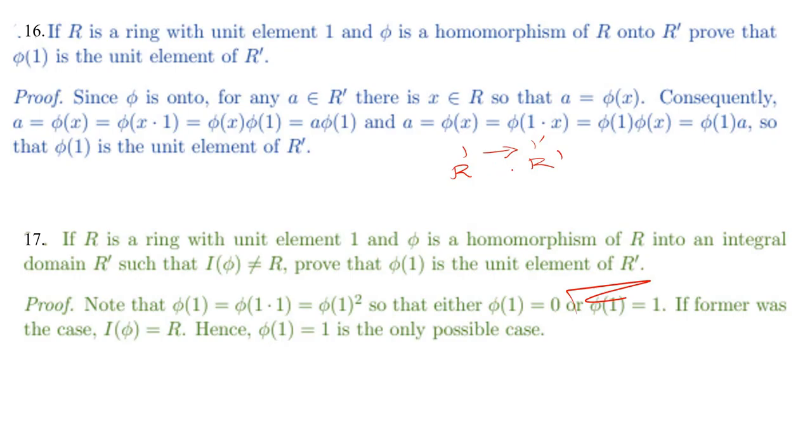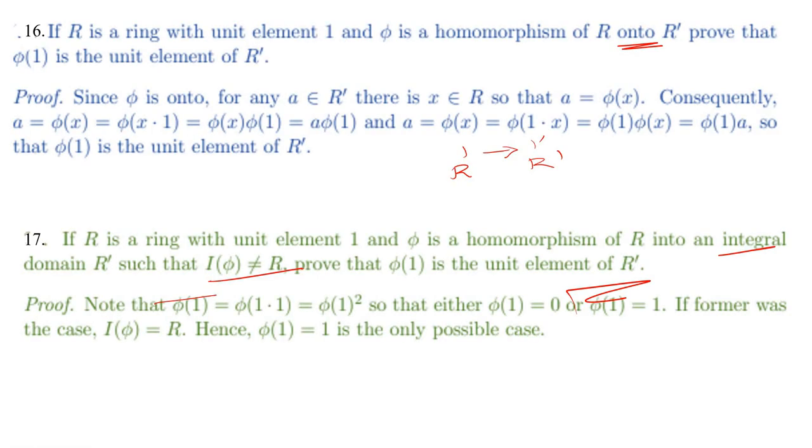So the answer will be yes when we have this condition to be true, onto in this problem, and in this case we need to have this to be an integral domain. So these two along with this. If we have these conditions, then this could be achieved: 1 can be taken to 1 prime. Otherwise, we have only 0 being taken to 0 prime, not otherwise. 1 will not be taken to 1 prime unless the condition given here is true.